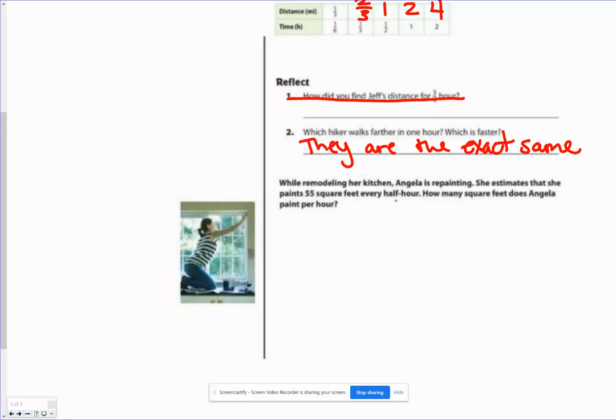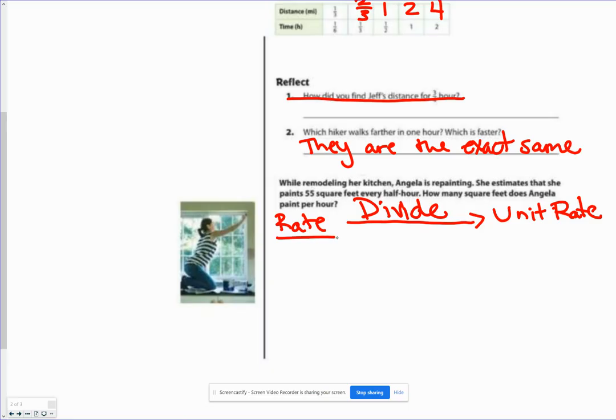While remodeling her kitchen, Angela is repainting. She estimates that she paints 55 square feet every half hour. How many square feet does she paint per hour? So we want to change this rate. So we have this rate. We want to change it to a unit rate. And remember, a unit rate has a 1 on the bottom. How do we change it? We divide. We talked about that on the last problem.